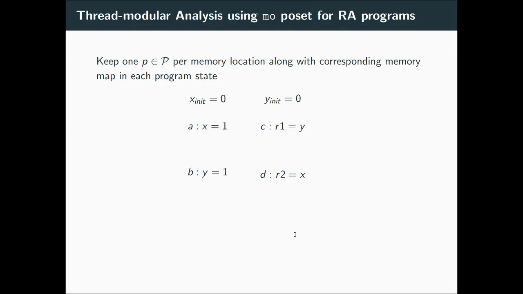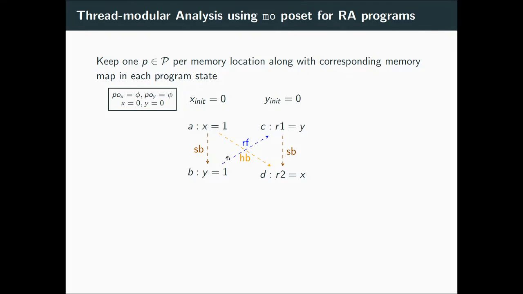Since the RA memory model forces one modification order per memory location, we take one element from our lattice of partial order per memory location. Let's understand the intuitive working of our method with this example. Here, we are interested in the execution in which C reads from B. Hence, we will show the program state corresponding to this interference only.